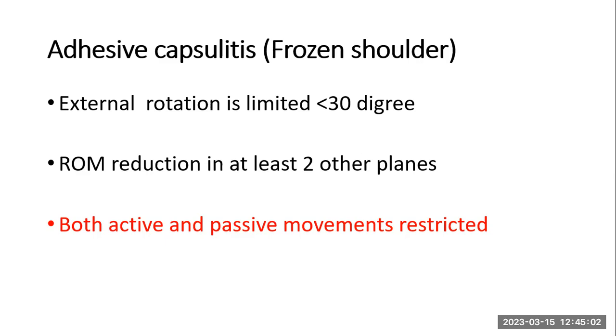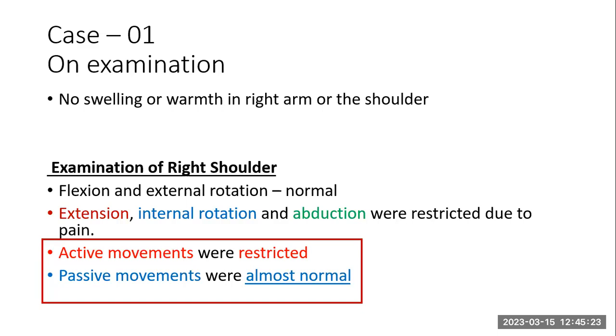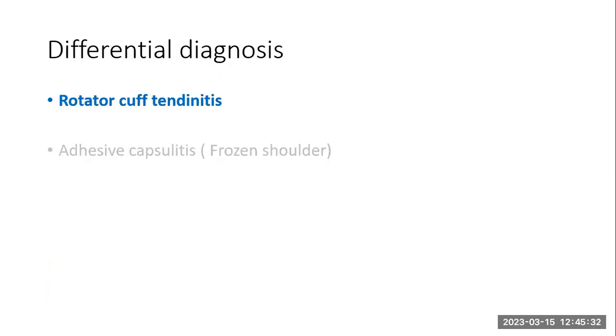In frozen shoulder, both active and passive movements are restricted. The patient voluntarily won't be able to do that due to restriction, and the examiner also cannot do that due to restriction. Right? So my patient, whom I presented, had active movement restriction but almost normal passive movement in the right shoulder joint. So the possibility is rotator cuff tendinitis.